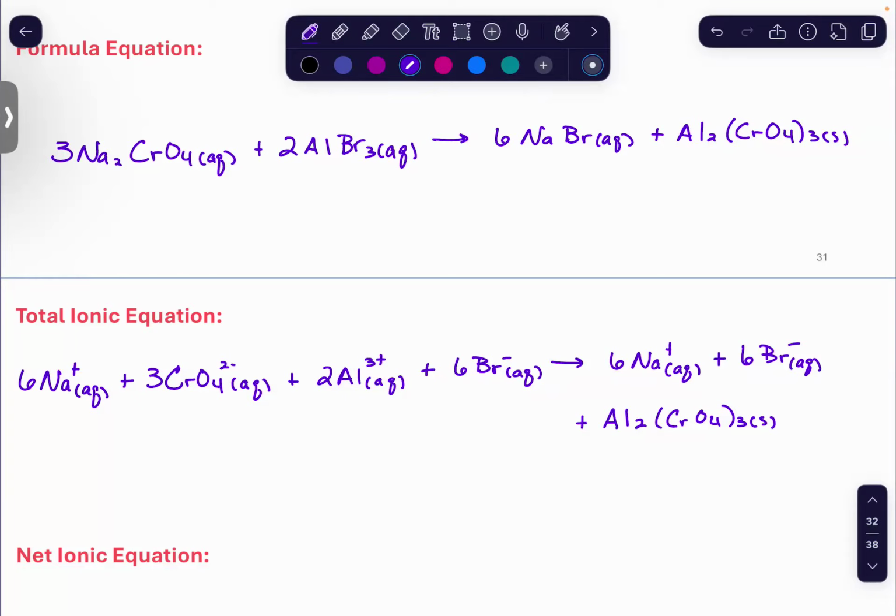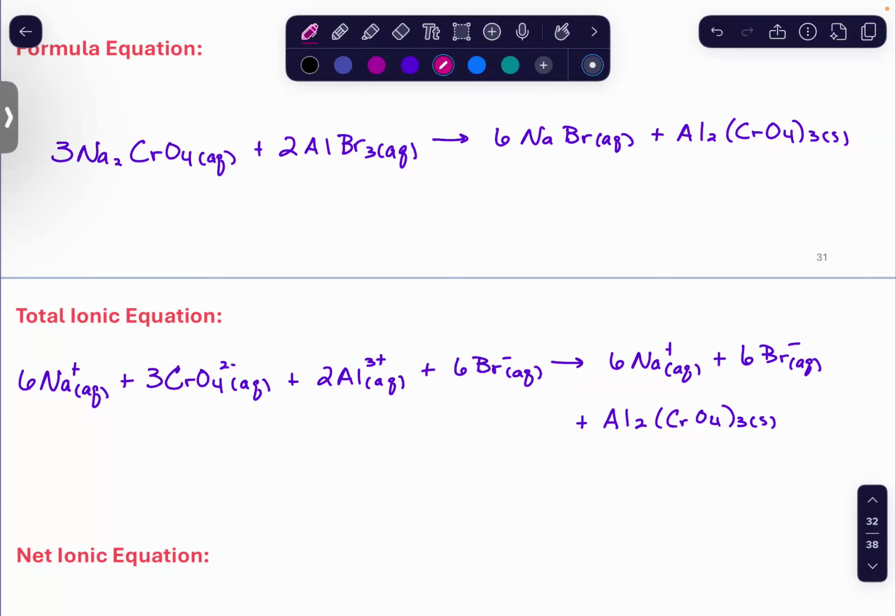And this is how we will end up at the net ionic equation, which shows you the important part, or the actual chemical reaction that occurs. So this here is your total ionic equation. I split up everything I can. I brought down the solid aluminum chromate. And now we're ready to say, well, what are the spectator ions?